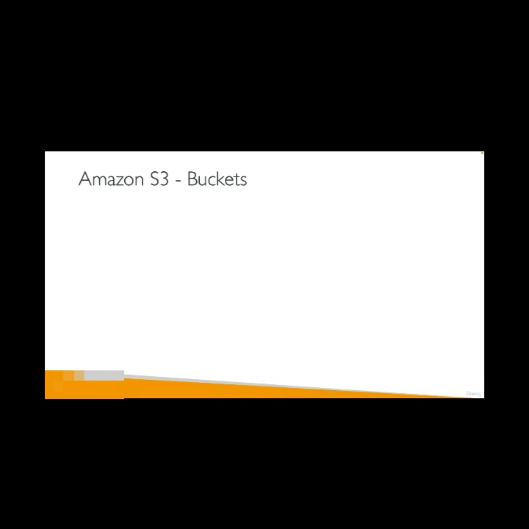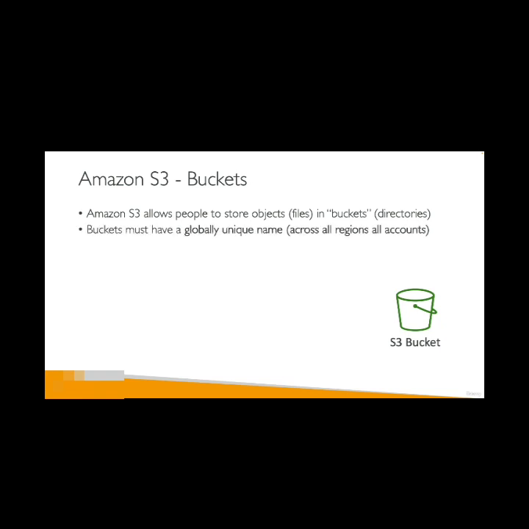Amazon S3 stores files into buckets, and buckets can be seen as top-level directories. The files in these S3 buckets are called objects. These buckets are created in your account and they must have a globally unique name. That means that the name must be unique across all the regions you have in your account, but also all the accounts that exist out there on AWS. This is the only thing that must be globally unique in AWS.